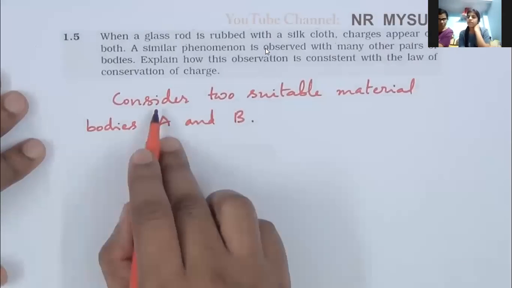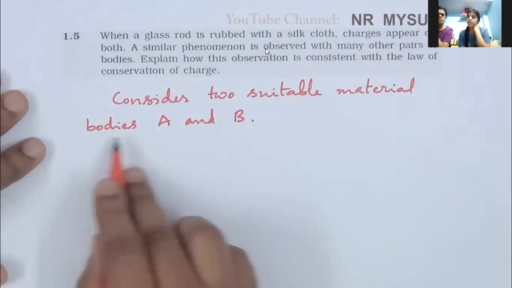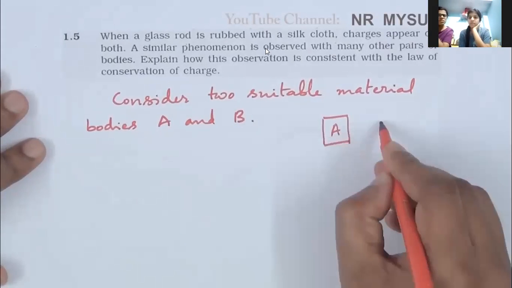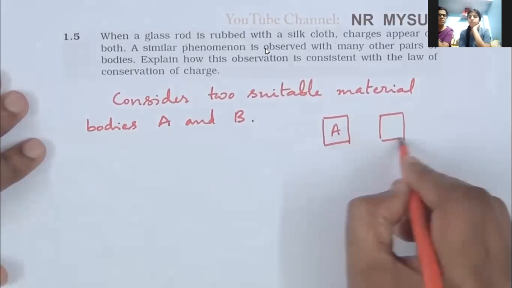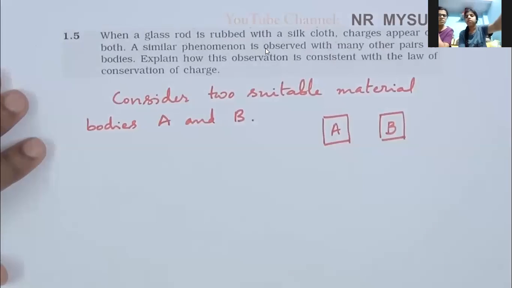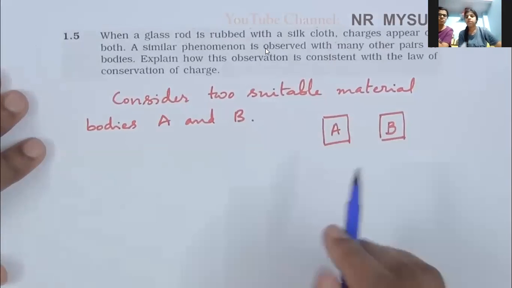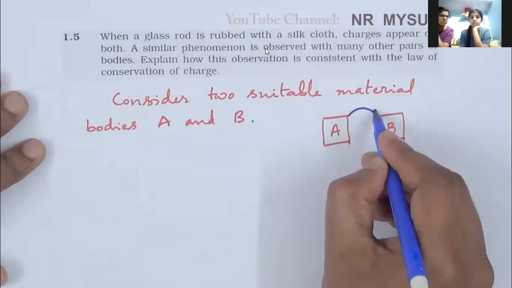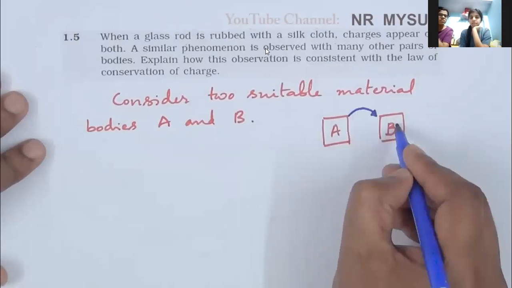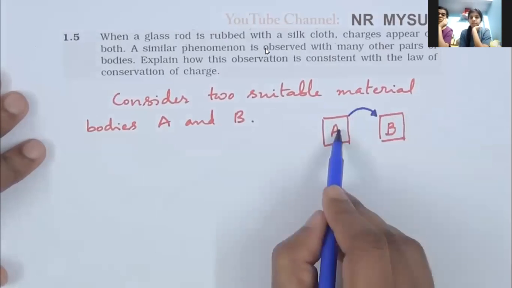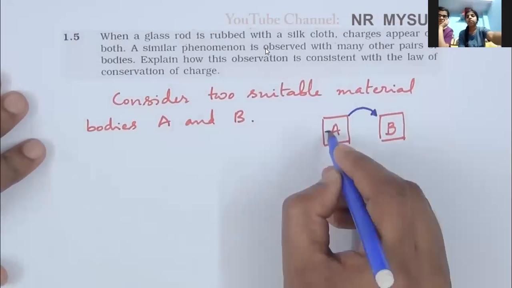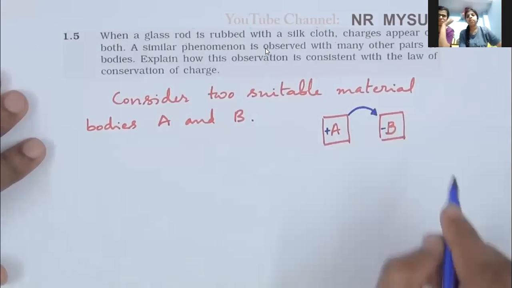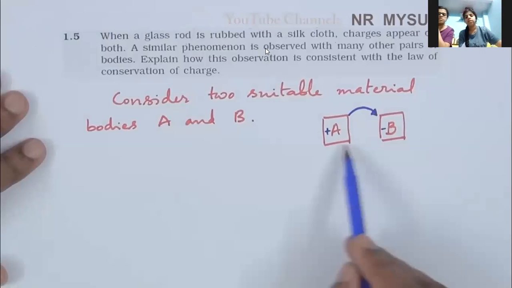Consider two suitable material bodies A and B. Let this be A. This second body is B. Due to friction, if A loses a few electrons to B, then electrons are transferred. Since electrons are removed from A, it acquires positive charge, and since electrons are added to B, it acquires negative charge. Initially, both are electrically neutral.